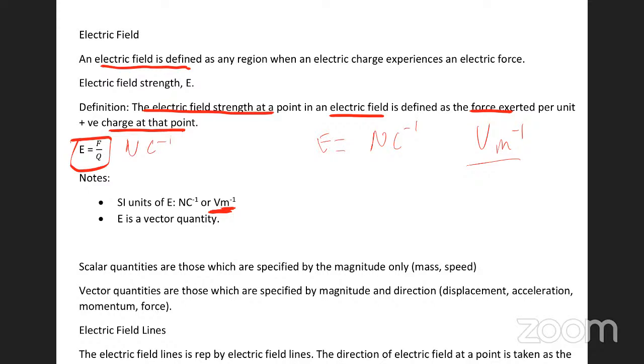How do we get volt per meter? Capital V is for volts, right? How did they go from newton per coulomb to volt per meter? Try something now. There's no more newton and no more coulomb, so we have to find a way to get rid of those, right?